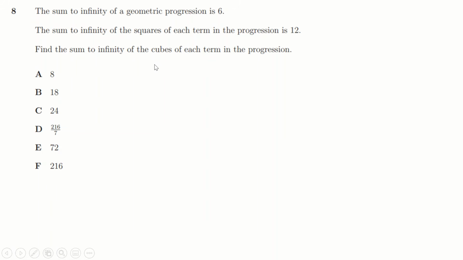Good, question number 8. Geometric progression this time, we did arithmetic earlier. So the sum of a geometric is 6. So a geometric progression is just a, and then you multiply that by r to get ar, then you multiply that by r to get ar squared, and then so on.